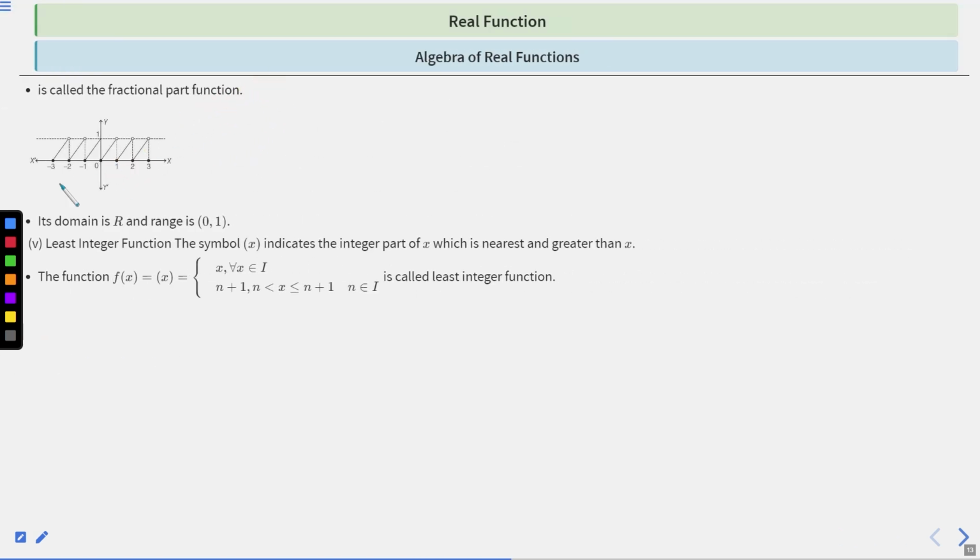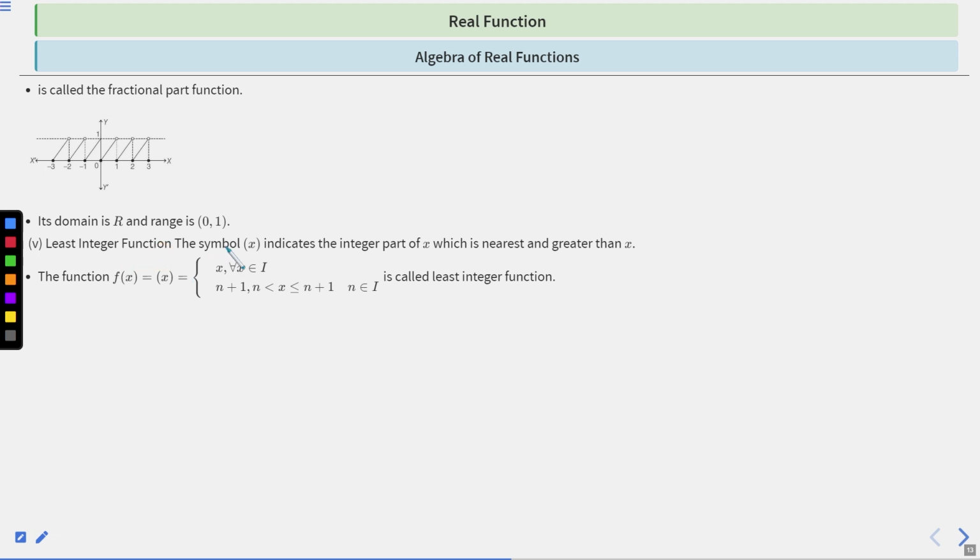The graph of the fractional part of x is like this. It is from 0 to 1. And when x is any integer, it immediately becomes 0. Its domain is R and range is from 0 to 1.